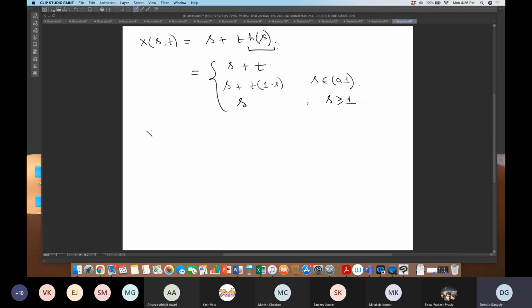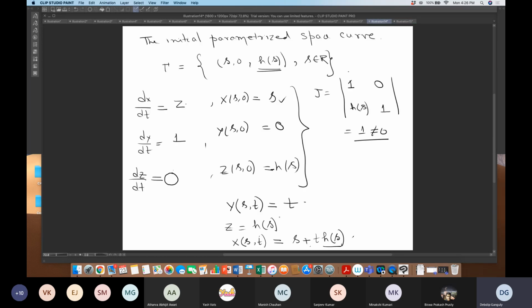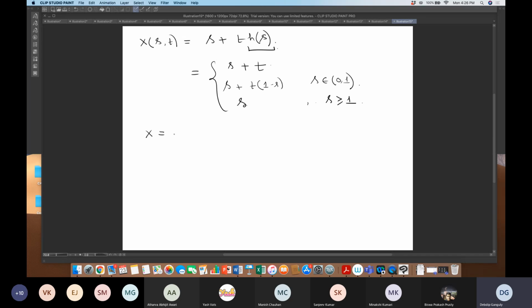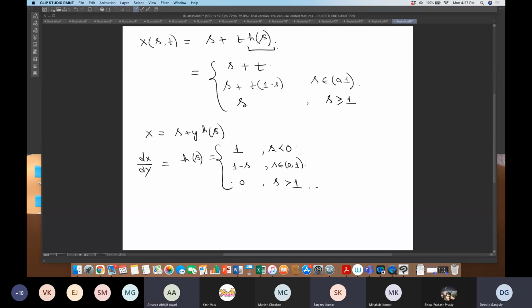So what is the slope? Your t is y. t is y(s, t). So x is equal to s plus y h(s). So what is del x by del y? Del x by del y is h(s). The slope is 1 if s is less than or equal to 0, 1 minus s if s is between 0 and 1, and 0 if s is greater than 1. Agreed? Yes, sir. So this, of course, is again a straight line.